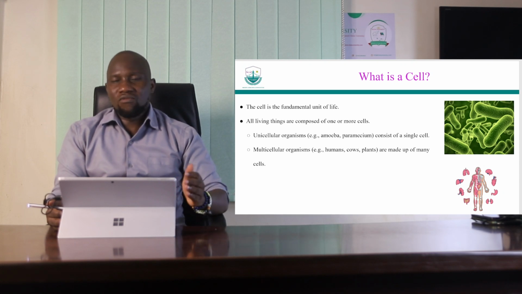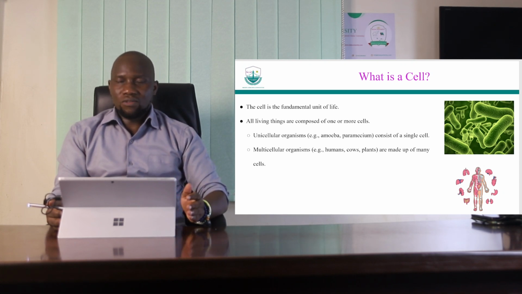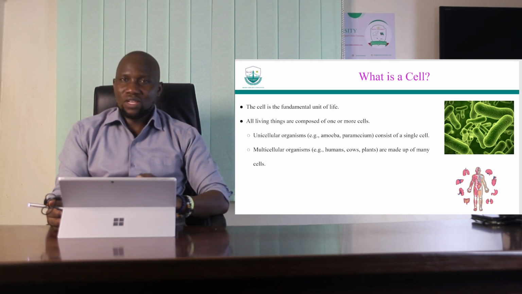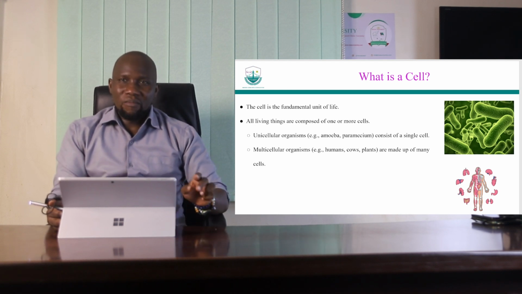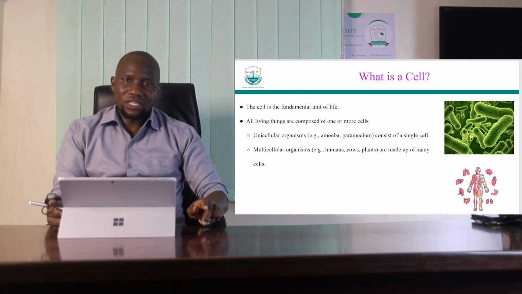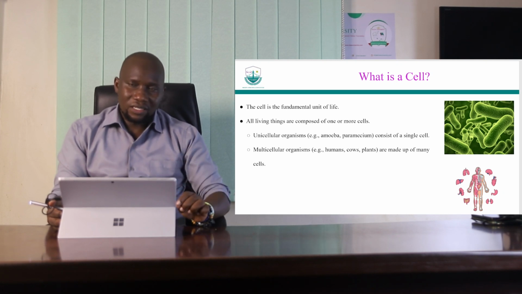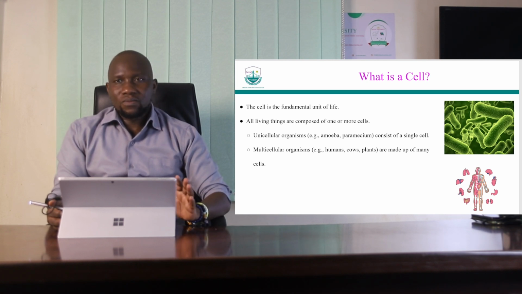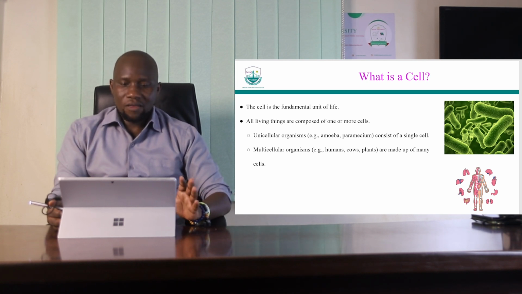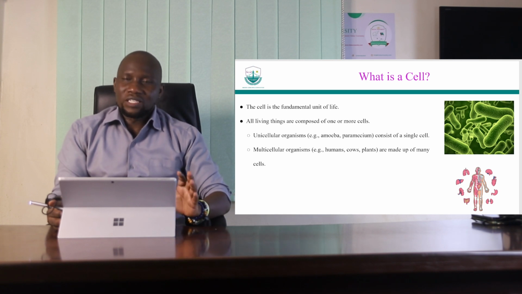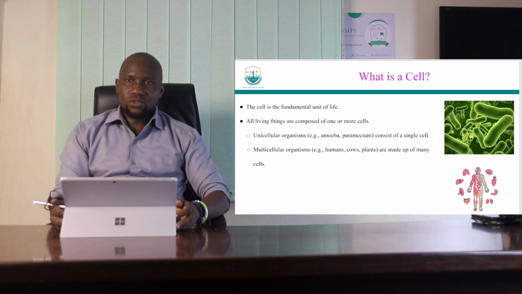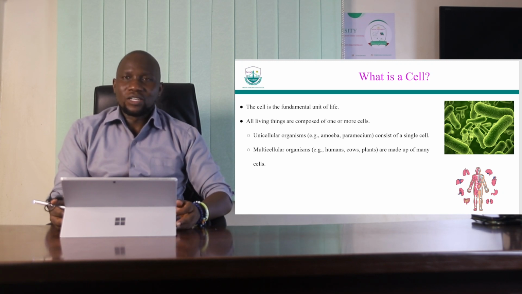We started with the chemical level, moved to the cell level or the cellular level, then to the organ level, the organ system level, and then the organism. So our interest in this presentation is to look at the cell. What makes up the cell? The cell is the basic unit of life, or you can say the fundamental unit of life. All organisms are made up of cells.